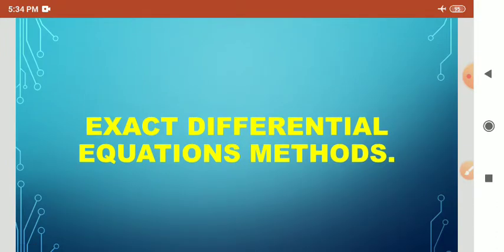Today we are going to discuss differential equations. In differential equations, we are going to discuss exact differential equation methods. We have already discussed the exact differential equation definition and some problems, and in this we discuss exact differential equation methods. In exact differential equations we have some methods. Now we are going to discuss them.